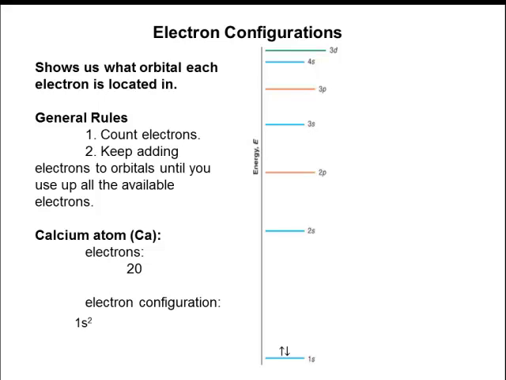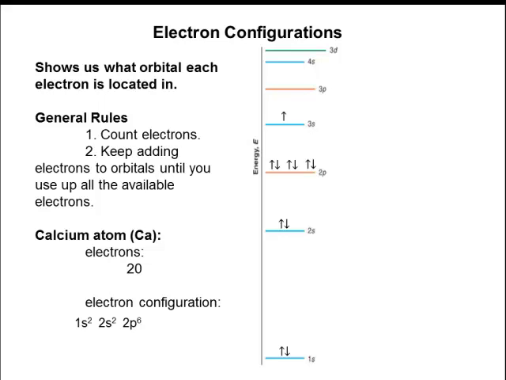How many electrons do I have left? Well, I've used 2. I started with 20. I have 18 left, so I can still add more electrons. So let me go to the 2s. That can hold up to 2 electrons, so I'd write 2s2. Still haven't used all my electrons. Let me go to 2p. Now remember, with the 2p, it can hold 6 electrons. So I'd write 2p6. So right now I've used 10 electrons.